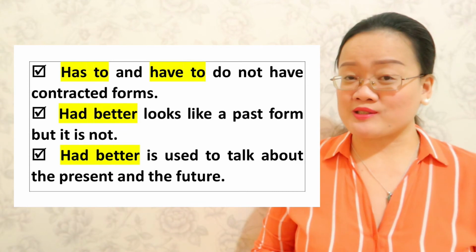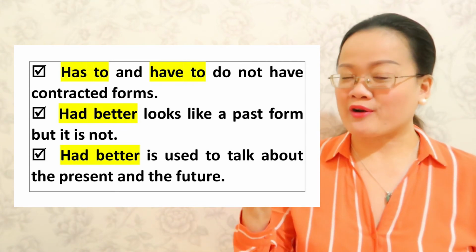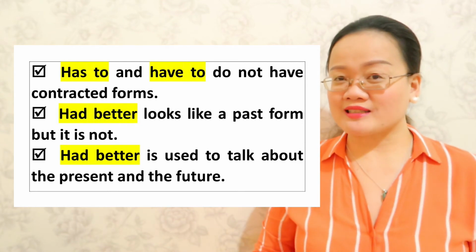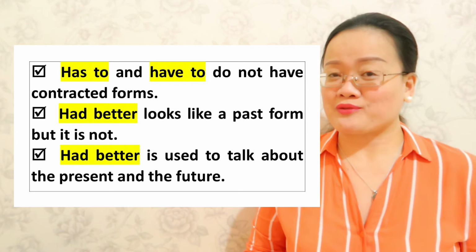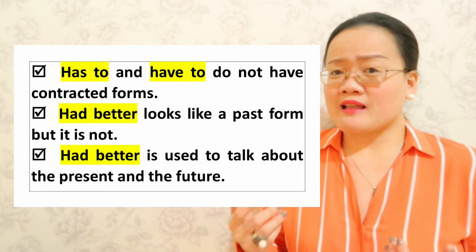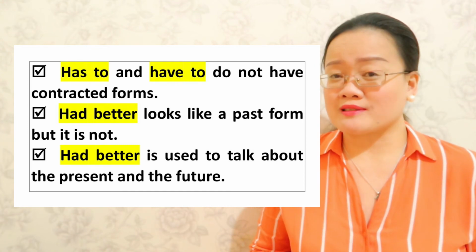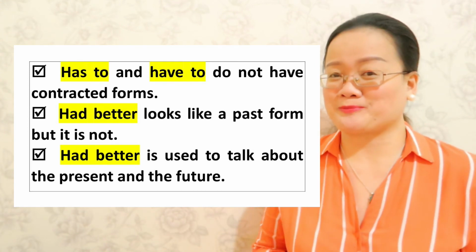In spoken English, we normally contract the subject and the phrasal modals such as has got to, have got to, had better, and had better not. On the other hand, has to and have to do not have any contracted form. I'd like to emphasize also that had better looks like a past form, but it is not. It is commonly used to talk about the present and the future.